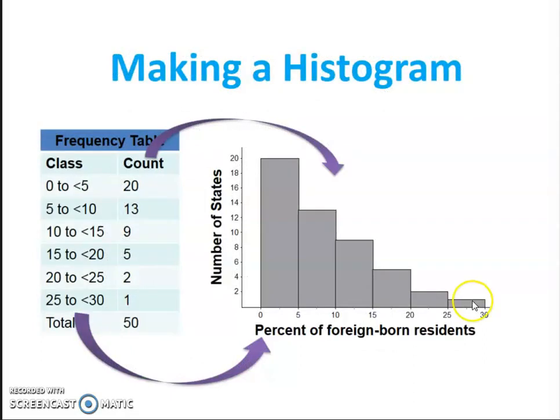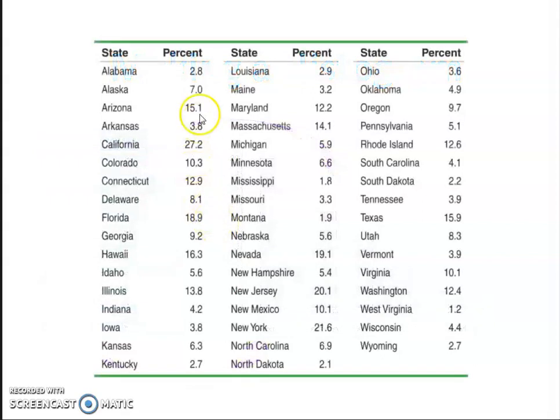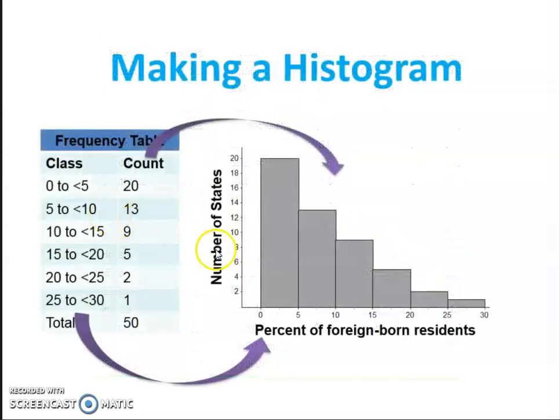If you'll notice, I made my first class go from 0 to less than 5. I did that because if I just had it go to 5, and then the next class also started at 5, if there was a value that took on 5, I wouldn't know which class to place it in. And then from there, where do these numbers come from? The 20, the 13, the 9, the 5, the 2, the 1. They come from going through and ticking off all of these 50 values and putting them in their appropriate class.